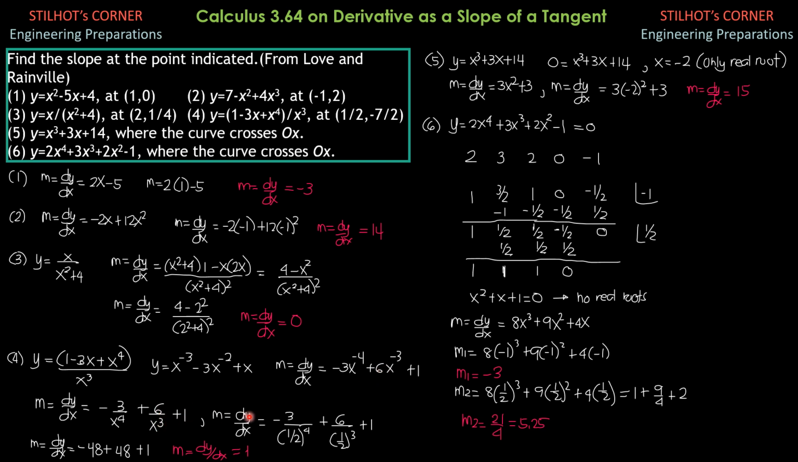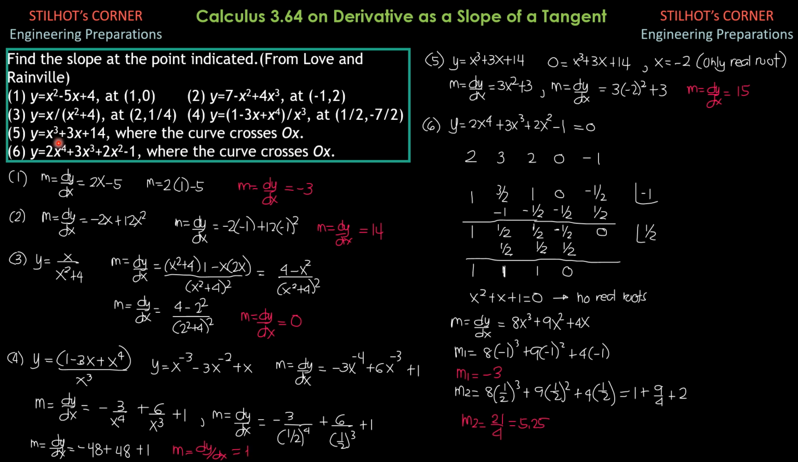Then we substitute the value of x, which is 1/2. So the slope is negative 3 over (1/2) to the fourth, and this is negative 48. Negative 3 times 16, so negative 48. Then 6 over (1/2) cubed, that's positive 48. So negative 48 plus 48 is 0, then plus 1. So the slope is 1.